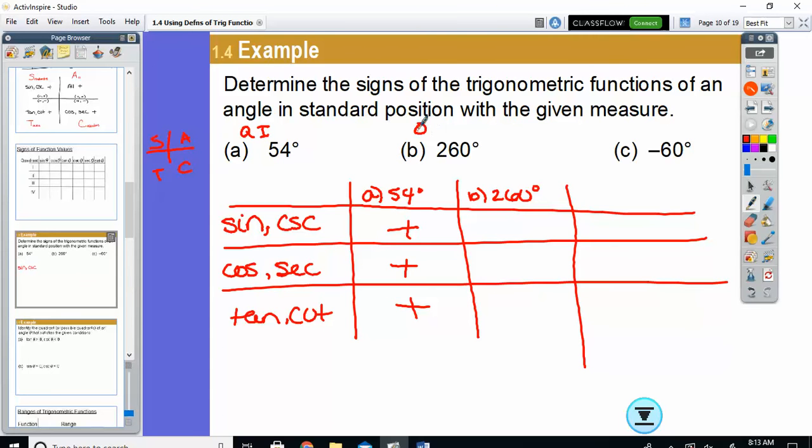260 degrees. What quadrant is 260 in? Yeah, because we know quadrant 1 is between 0 and 90. Quadrant 2 is between 90 and 180. Quadrant 3 is between 180 and 270. So this is quadrant 3. Okay, quadrant 3 is T for take. So that means tangent's positive, so the others are negative.